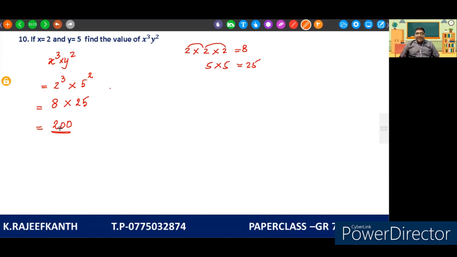Here they have given the value for x and y. So by substituting, we have to find the values of x to the power 3 y squared. So here the value of x is equal to 2, then 2 to the power 3 times value of y is equal to 5, then 5 to the power 2. 2 to the power 3 is equal to 8, 5 to the power 2 is equal to 25, then 8 times 25 is equal to 200.